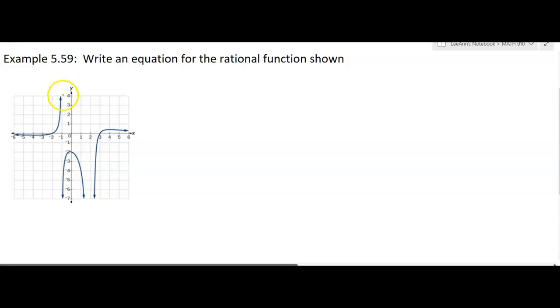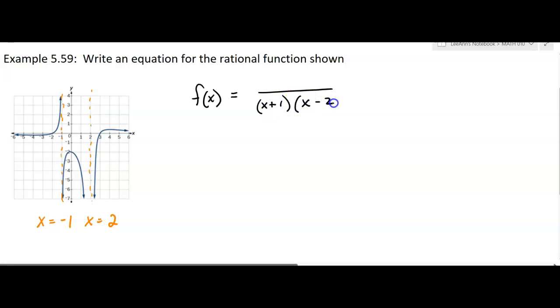So I see that there's an asymptote right here at x equals -1. That's a vertical asymptote. And I have another vertical asymptote, it looks like at 2. And so when I'm setting up my equation, I'm going to say f of x equals, and my vertical asymptotes, if you remember, they come from the denominator. So I'm going to have a factor of x plus 1, and I'm going to have a factor of x minus 2.